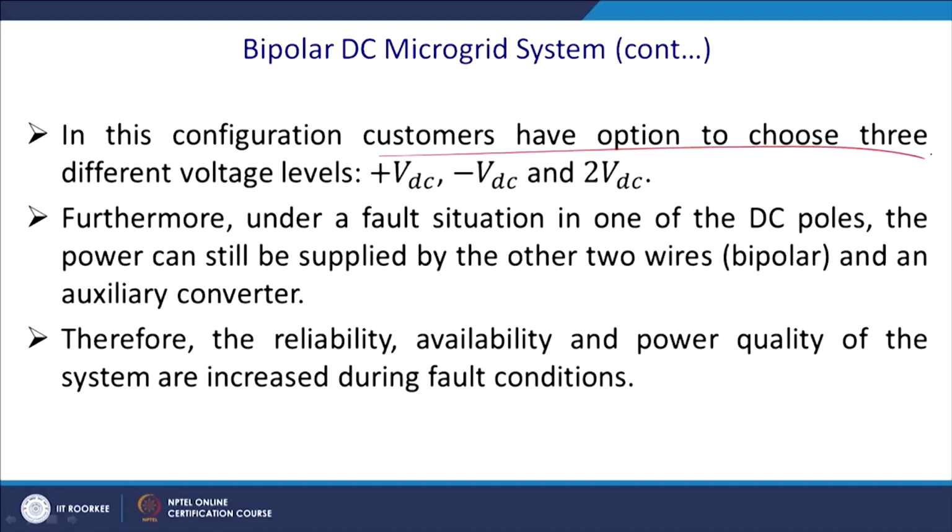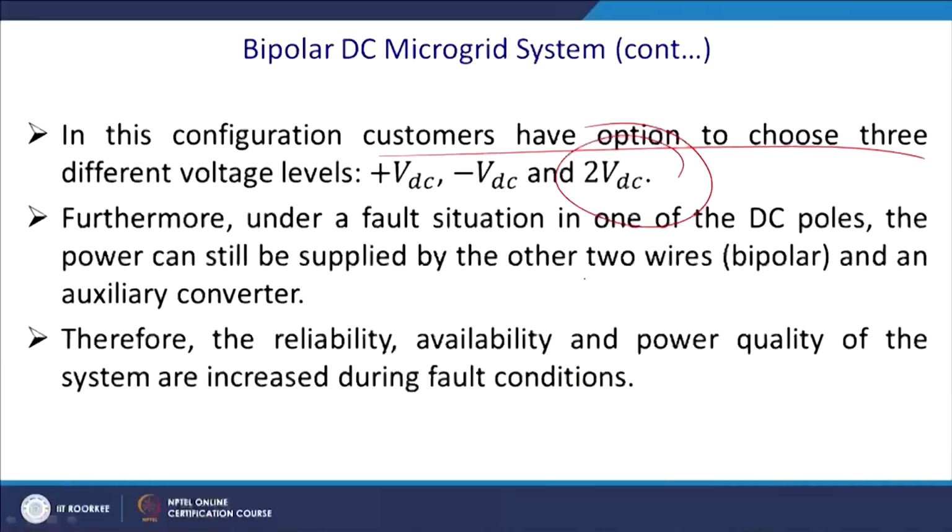customers have the option to choose three different voltages, that is also one of the important aspects. You can choose plus VDC, minus VDC as well as the 2 VDC. So, for the high power rating you can feed from the 2 VDC, just as we are feeding the adjustable speed drive from the higher DC link voltage.